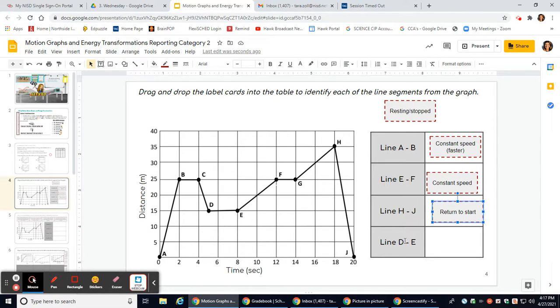And what about D to E? So D to E, what you have here is your time is going by, but you're not increasing your distance. So you're resting, you're stopping. So pretty much you were returning back to your original, but then you stopped and you rested, and then time was just going by. So you stopped to rest at a distance of 15 meters.